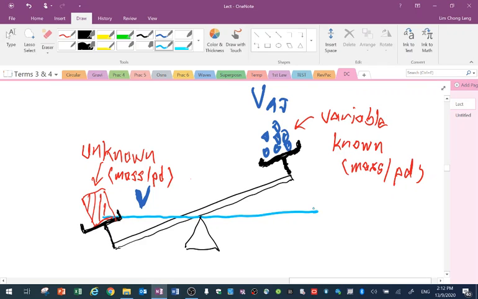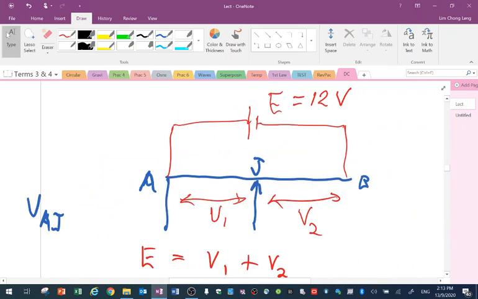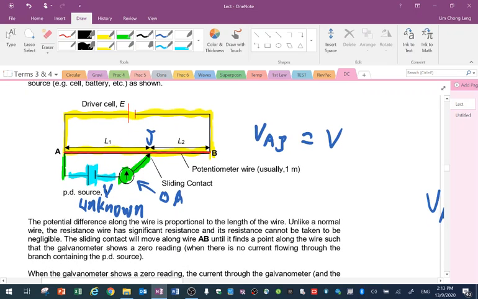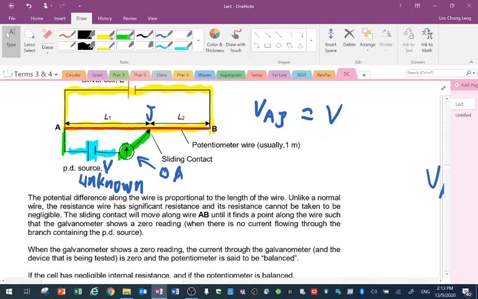is horizontal. When the lever balance is horizontal, it means that there is a balance point. So when there is a balance point, it means that V on the left hand side is equal to VAJ on the right hand side. So the concept of lever balance is actually similar to the concept of potentiometer where we obtain the balance point. Balance point is a point where the galvanometer shows zero reading. So you will take note of this. This is to obtain the balance point.